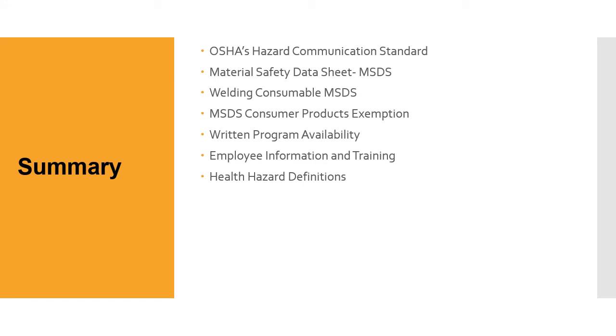Okay, in this one we covered OSHA hazard communication standards, material safety data sheets, welding consumables, MSDSs, MSDS consumer product exemptions, written program availability, employee information and training, and health hazard definitions.